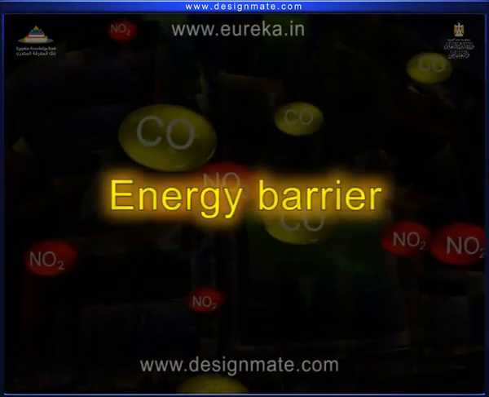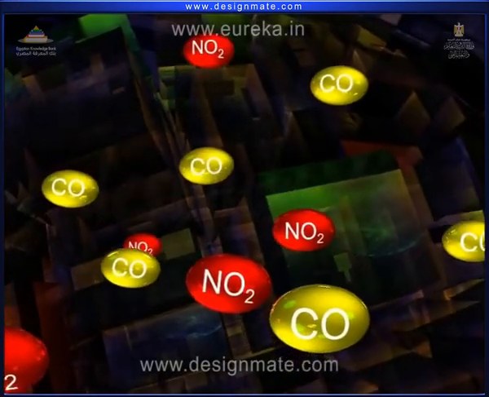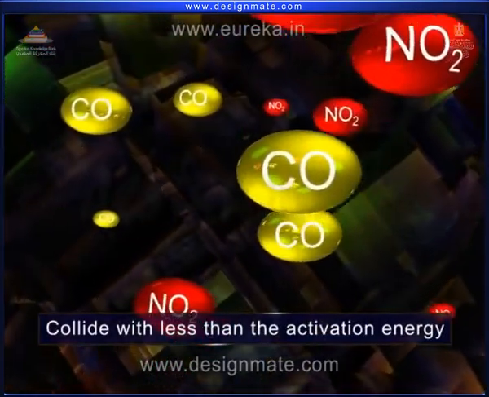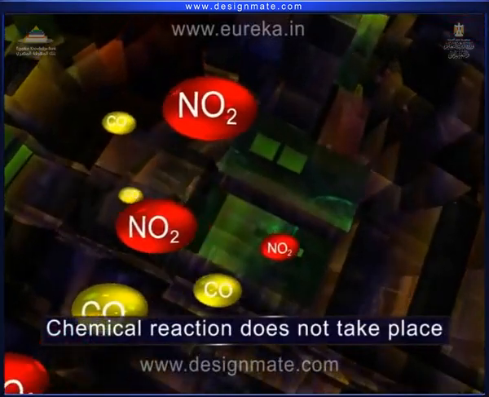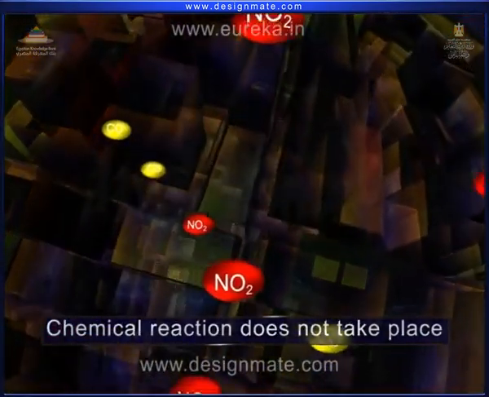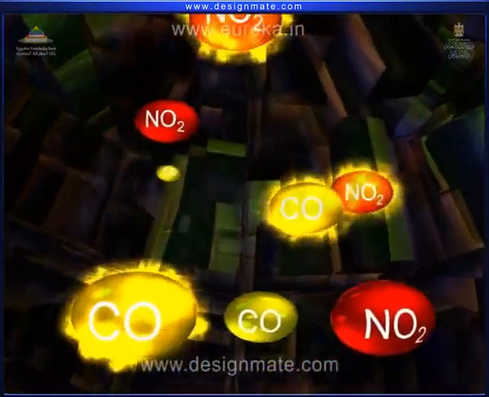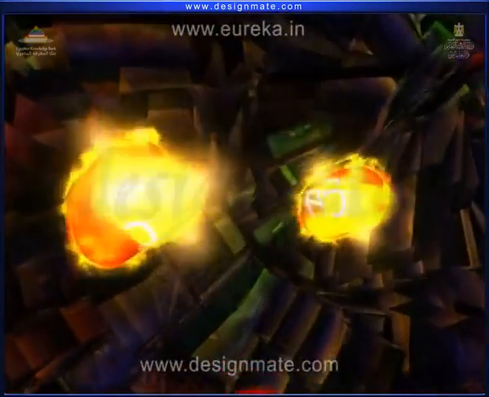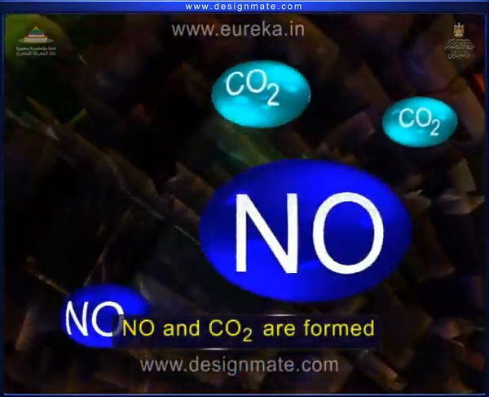There is an energy barrier between the reactants and the product. If particles NO2 and CO collide with less than the activation energy, they bounce apart and the chemical reaction does not take place. Only those collisions which have energy equal to or greater than the activation energy result in a reaction, and products NO and CO2 are formed.